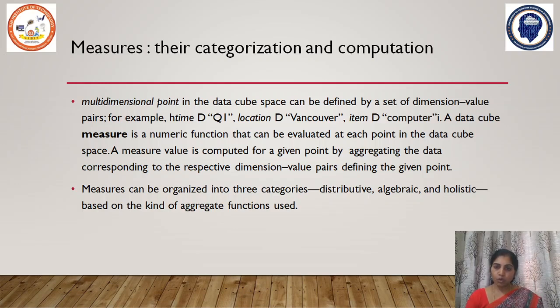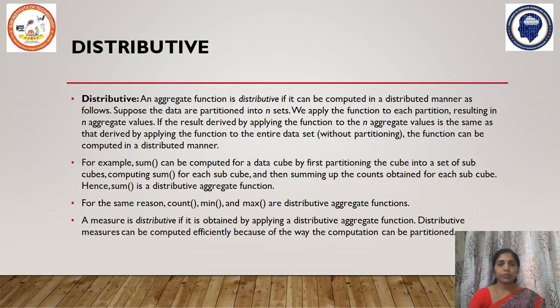Measures can be organized into three categories: distributive, algebraic, and holistic, based on the kind of aggregate function used. We'll start with distributive. An aggregate function is distributive if it can be computed in a distributed manner. Suppose the data are partitioned into n sets. We apply the function to each partition, resulting in n aggregate values. If the result derived by applying the function to the n aggregate values is the same as that derived by applying the function to the entire data set without partitioning, the function can be computed in a distributed manner.